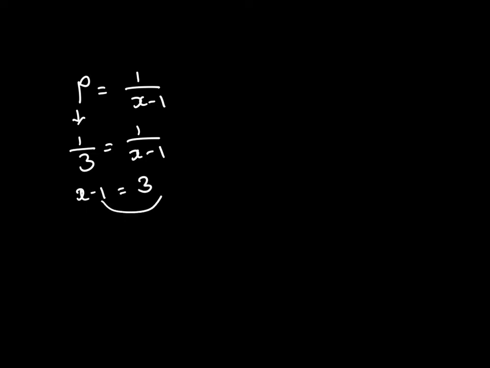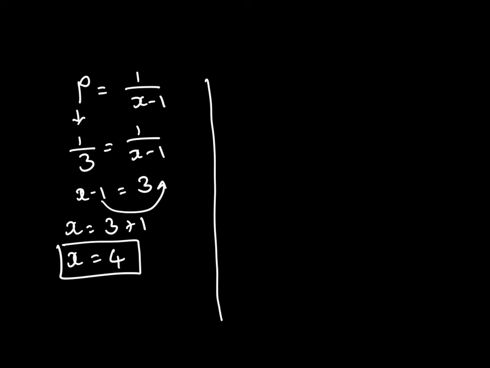But the value of p, the equation is 1 over x minus 1. And we found out the value of p to be 1 over 3, equal to 1 over x minus 1. Cross multiply, x minus 1 is equal to 3. We can bring the minus 1 here. So x is equal to 3 plus 1. So x is equal to 4. So we found the value of x.